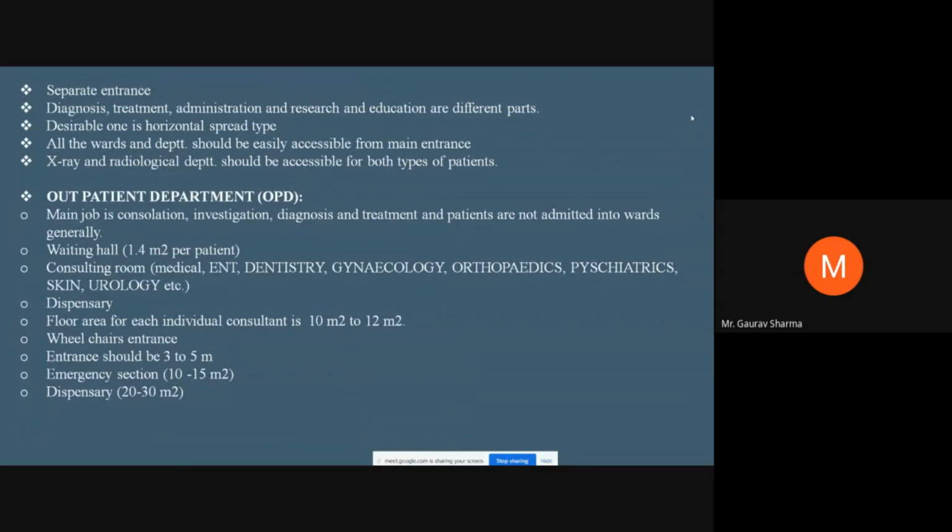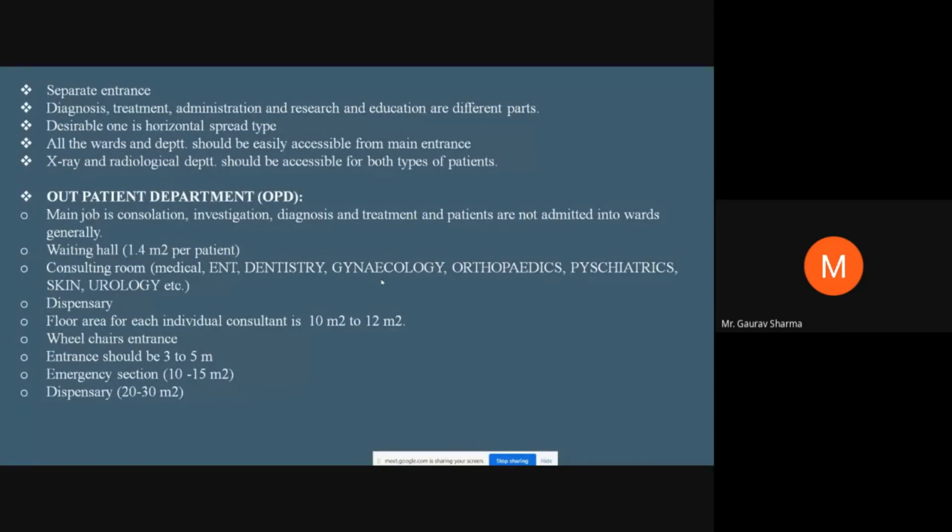Again, we have some special specifications for the outpatient department, that is OPD, and what these factors are, let us discuss one by one clearly. So, the main job of an OPD is consultation. That is important. It is not consolation. Please correct it. It is consultation. So the main job is consultation and investigation about the patient's problem, diagnosis and its treatment.